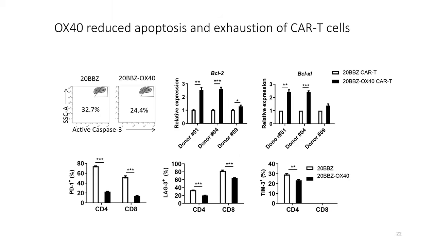And it's reported that apoptosis and exhaustion are the two key factors that can affect T cell growth and proliferation. We checked the active caspase 3 expression in 20BBz and 20BBz-OX40, and we find that the apoptosis is reduced in 20BBz-OX40 CAR T cells. And consistent with the reduced apoptosis phenotype, we find that anti-apoptotic Bcl-2 and Bcl-xL were increased in 20BBz-OX40 CAR T cells. And similarly, we detected the exhaustion markers in these two CAR T cells. We find that PD-1, LAG-3, and TIM-3 were decreased. The expression of these three molecules was decreased in 20BBz-OX40 CAR T cells, suggesting a less exhausted status of these cells.